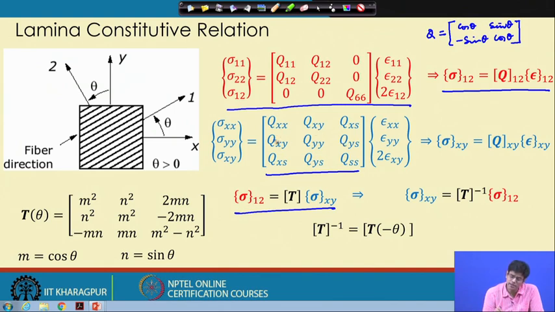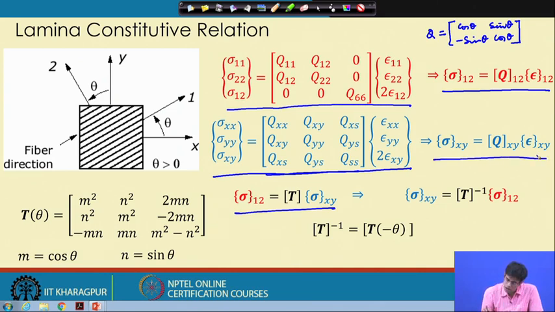Now this Qxx, Qxy, Qxs, Qyy and so on, here you see that the material is not purely orthotropic, which is natural because the strength along these fibers and in these directions will be different because it is rotated. So essentially this is the xy system where this is the constitutive axis and this constitutive relation, and this is the short form of that.